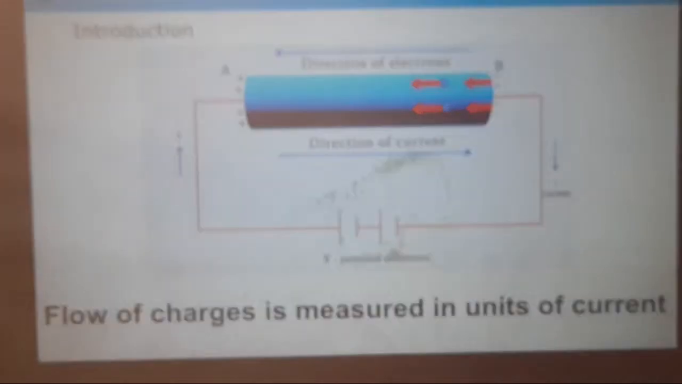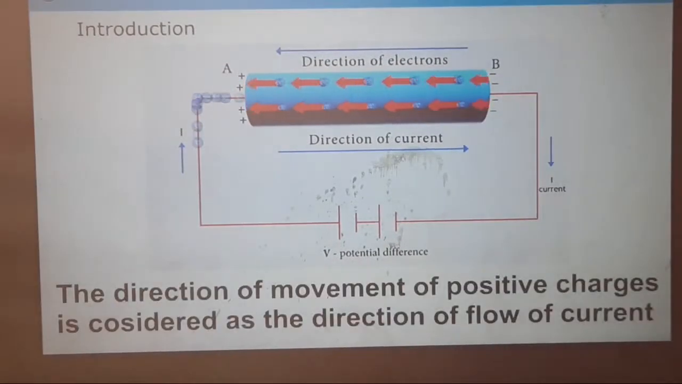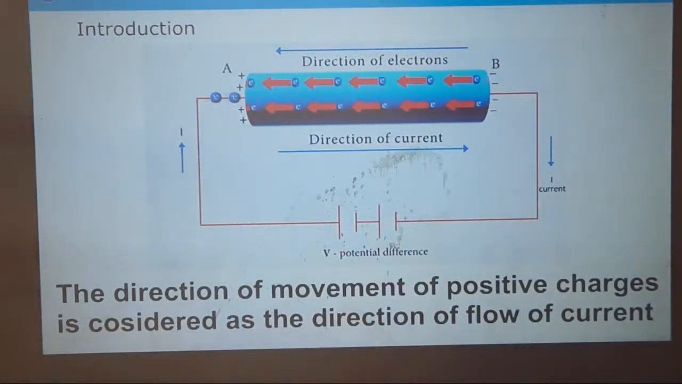Generally, it is the flow of electrons that provides electric current. The direction of movement of positive charges is considered as the direction of flow of current, that is, the opposite direction of flow of electrons.